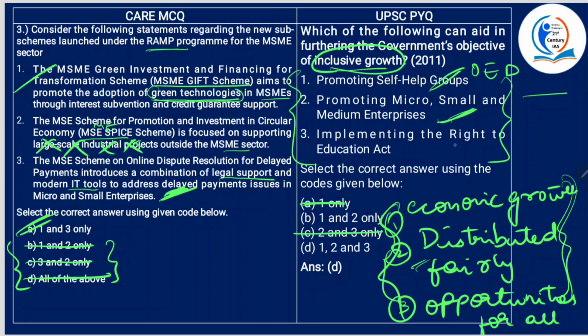Now, implementing the Right to Education Act, of course, yes, through education only all these things are possible, right? Mostly. So this is also correct. So D is the answer. All right. That is the reason why I specifically and explicitly explained the concept of inclusive growth through the definition of OECD. Okay, given by OECD. All right. Now, we'll get into the next article.